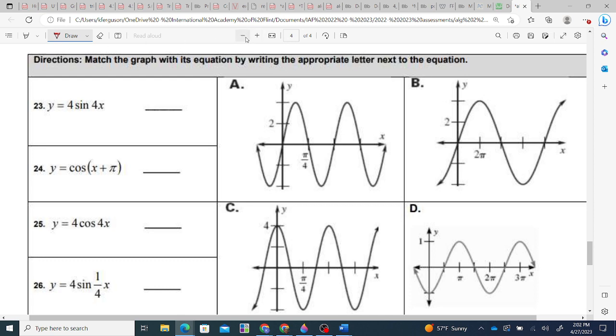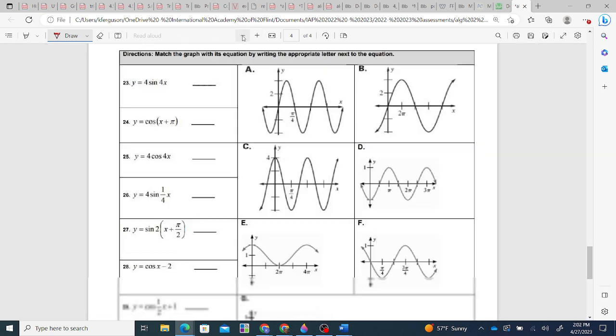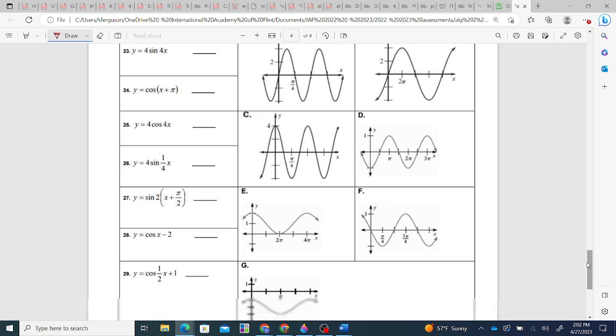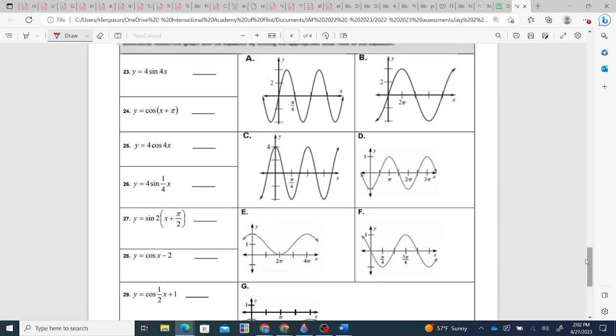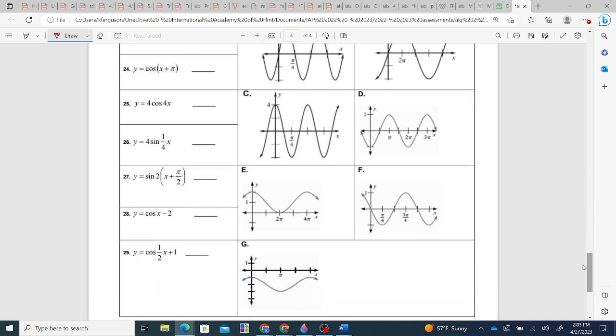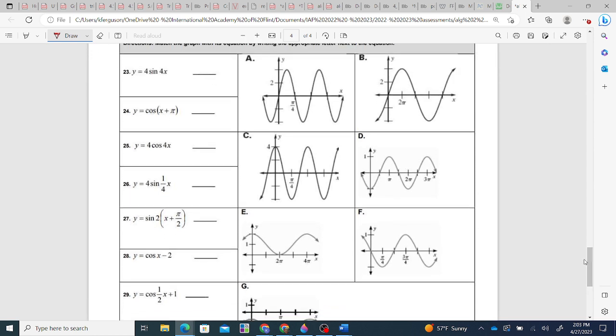So now we've got a little matching. We've got 1, 2, 3, 4, 5, 6, 7 equations and we've got 7 graphs. We need to match them. So you've got the thing in front of you. Let's start matching these graphs up. Let's look at these equations and find some graphs that match.